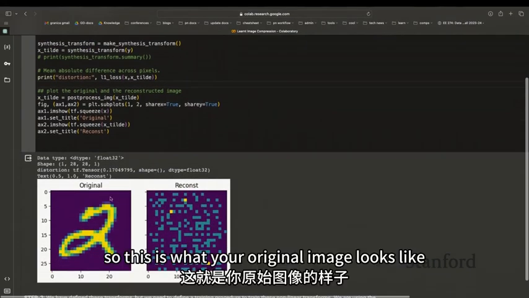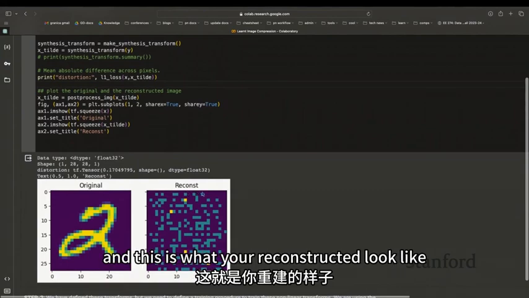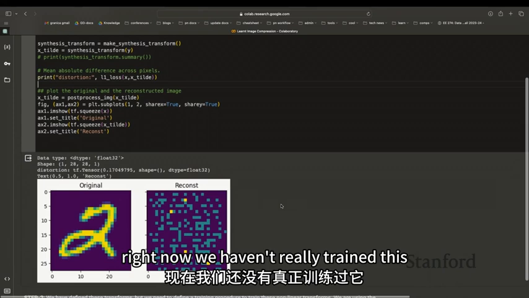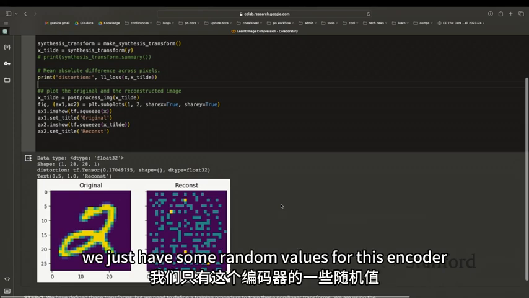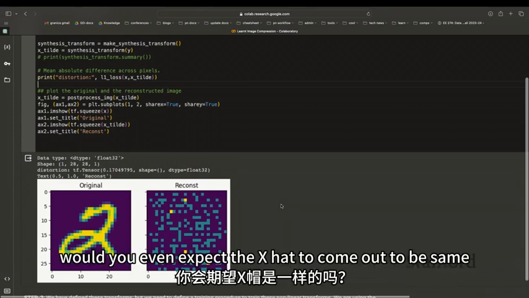And so this is what your original image looks like, and this is what your reconstruction looks like. No surprises. Right now we haven't really trained this. We just have some random values for this encoder and decoder. Why would you even expect the X hat to come out the same? Okay.